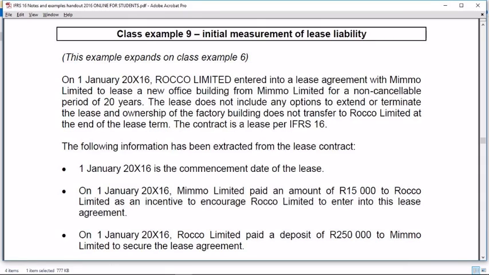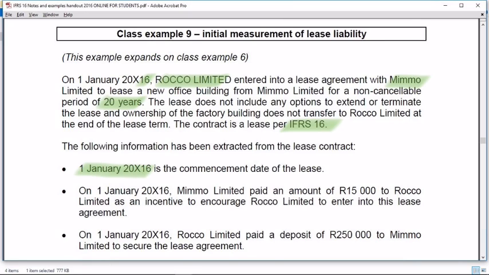On 1 January 2016, Rocco Limited entered into a lease agreement with Mimo Limited to lease a new office building for a non-cancelable period of 20 years. The lease does not include any options to extend or terminate the lease, and ownership of the building does not transfer to Rocco at the end of the lease term. It is a contract or a lease per IFRS 16. The following information has been extracted.